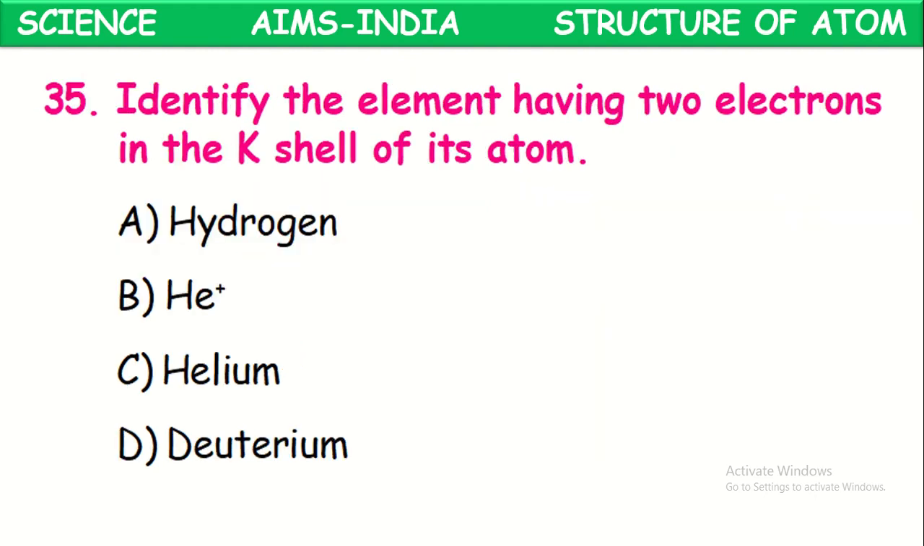Next, identify the element having 2 electrons in the K shell of its atom. 2 electrons in the K shell means 2 electrons in the first shell. We know hydrogen has only 1 electron. He plus has only 1 electron. What about helium? It has 2 electrons. Deuterium also has only 1 electron. Only helium has 2 electrons in the K shell.